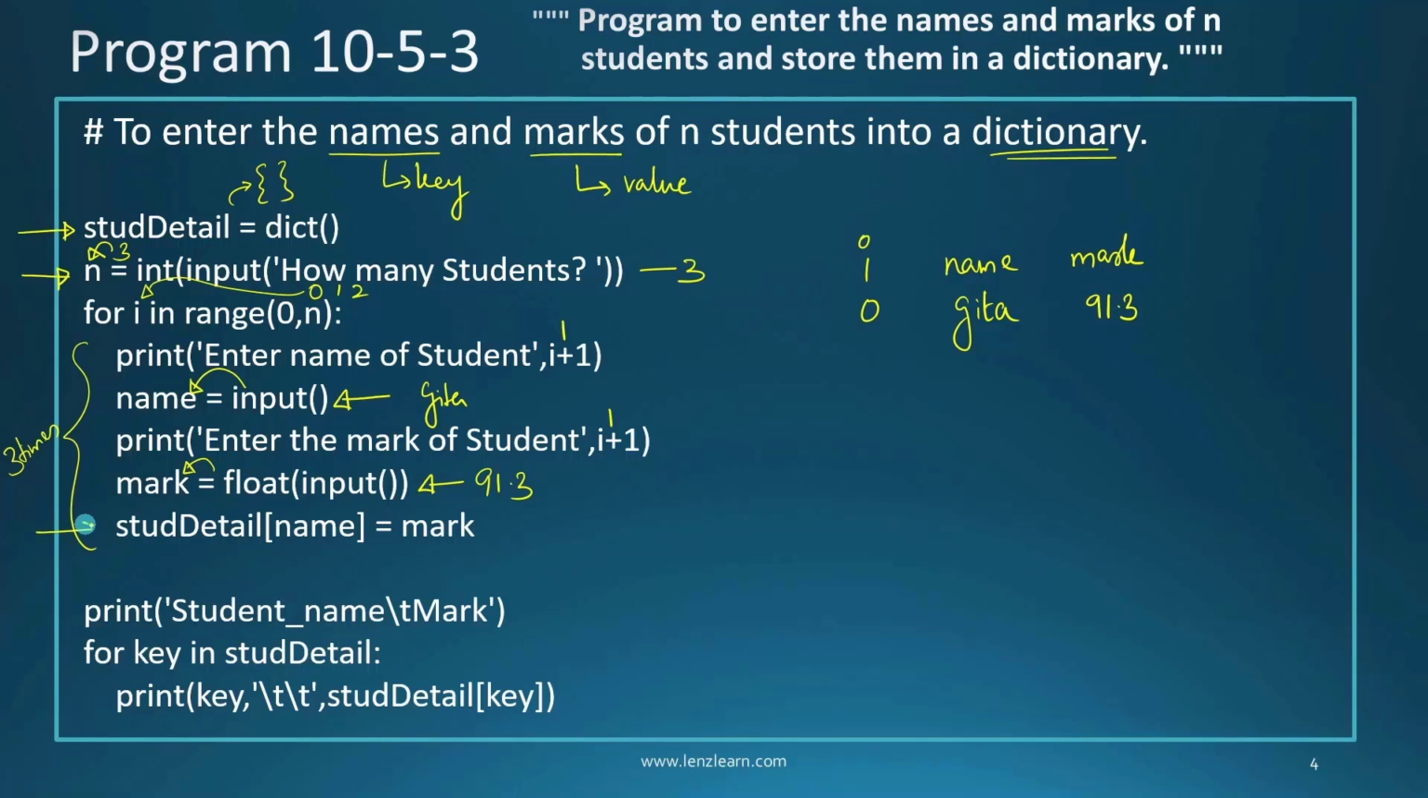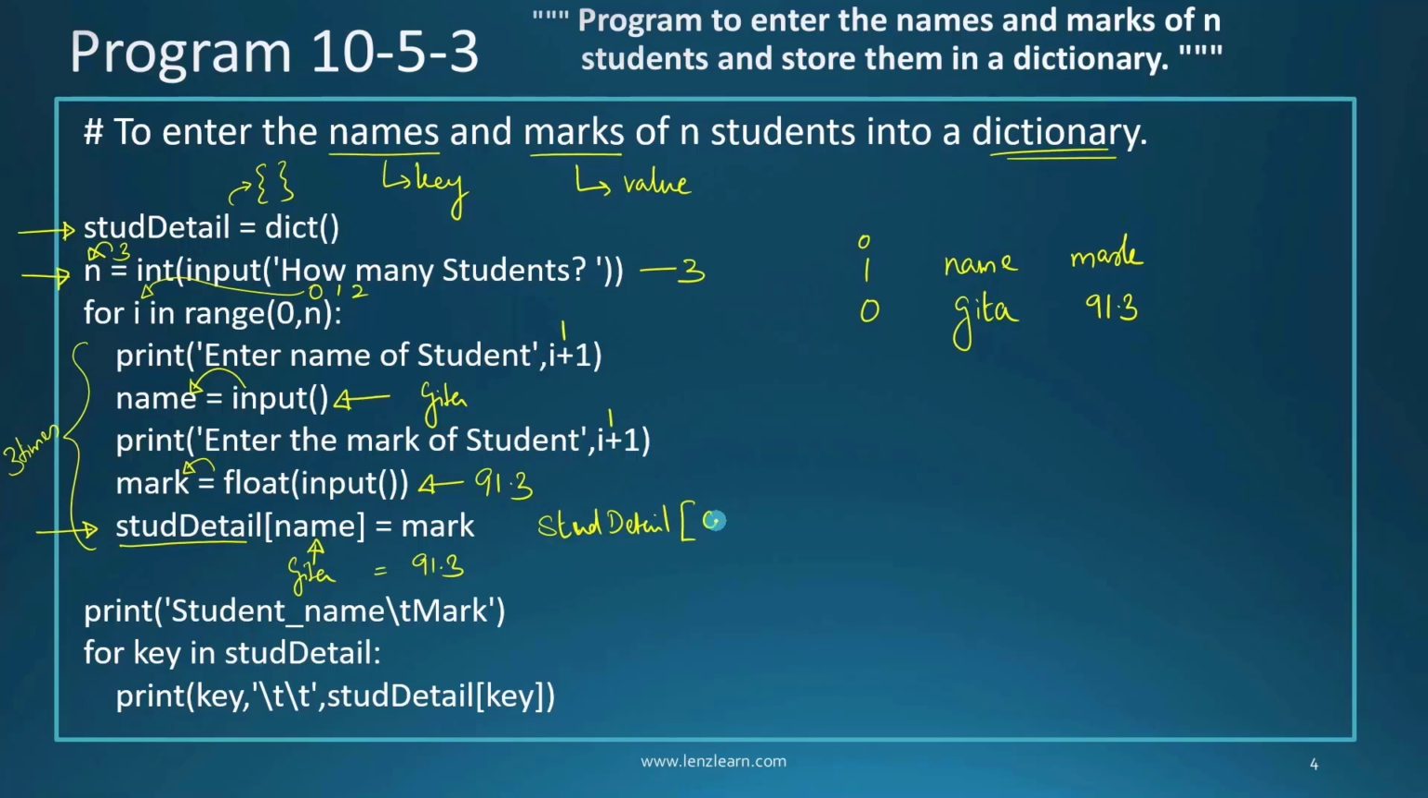In the last statement, I will make the entry to our dictionary stud detail. So here you have to write stud detail, then the key value inside here. So what is the key now? So the key is stored inside variable name. So the value here is Geeta. And what is the mark for Geeta? 91.3.